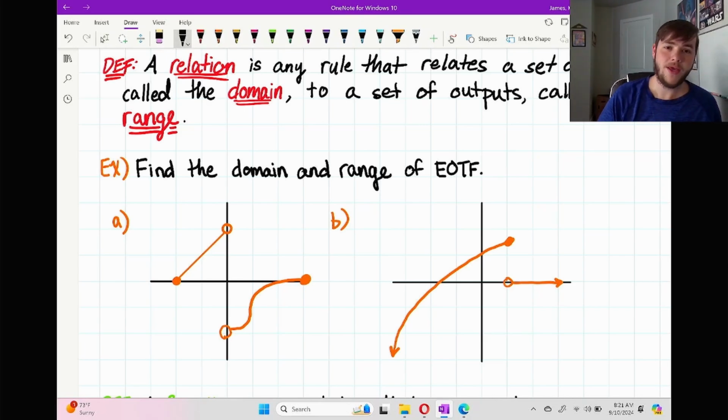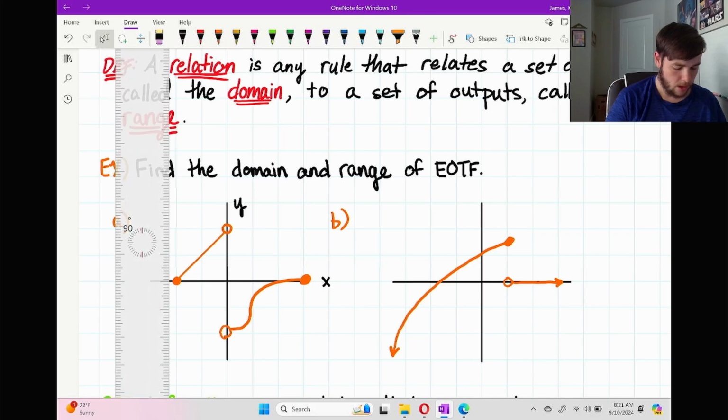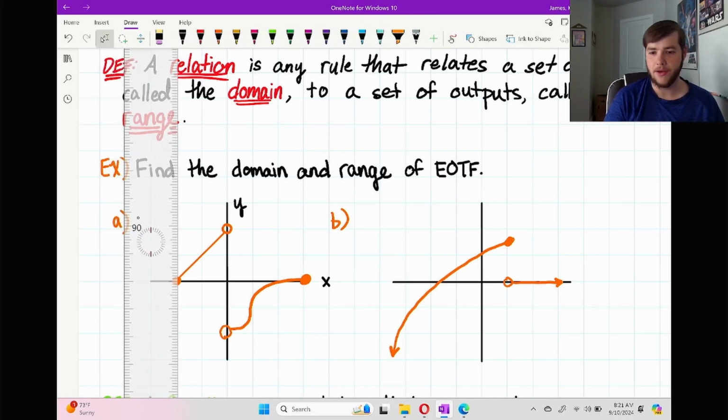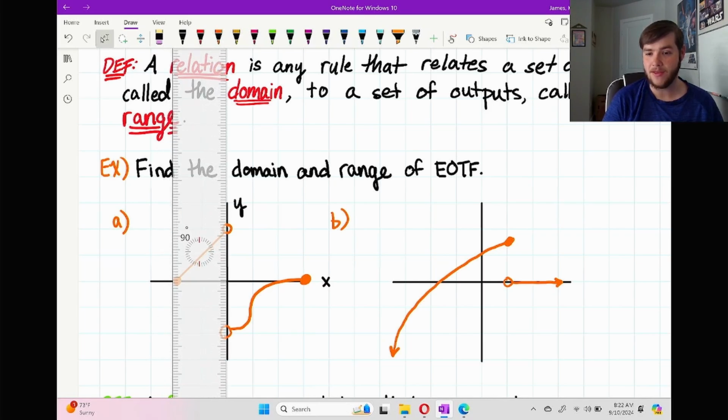Now, when we graph things, inputs are the x values, and outputs are the y values. So the domain is the set of all x values that show up in the picture. I like to think about it as if I pass a vertical line over the graph of the relation. Where am I hitting the graph?